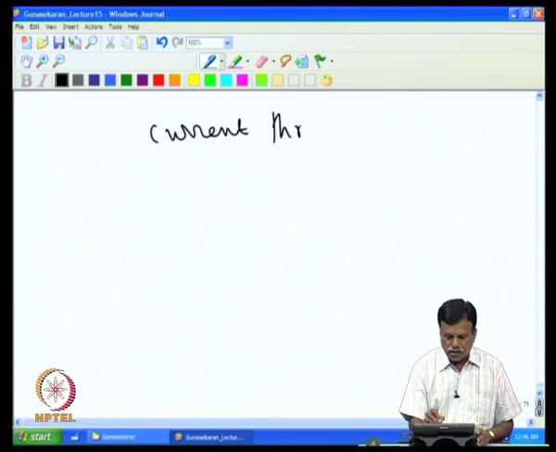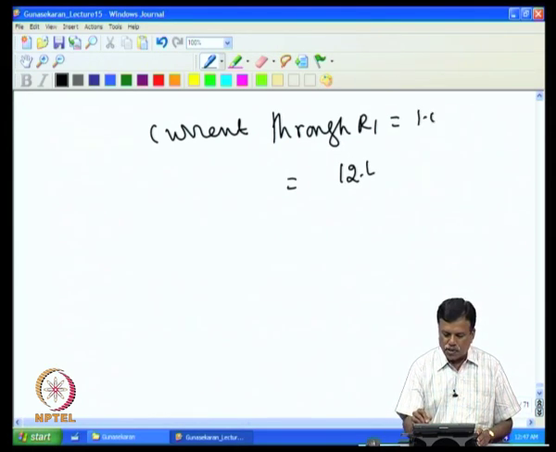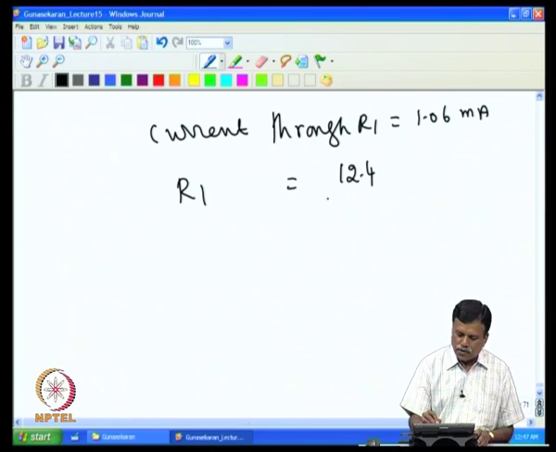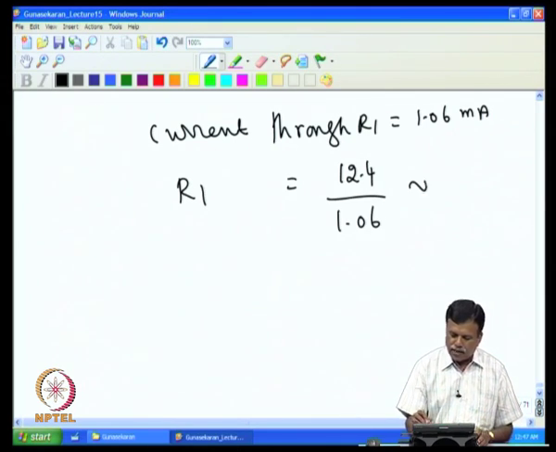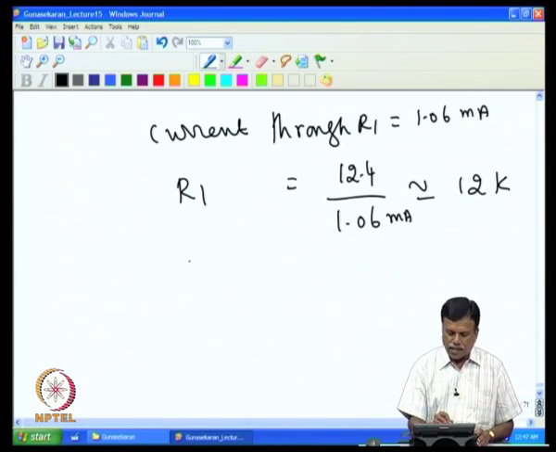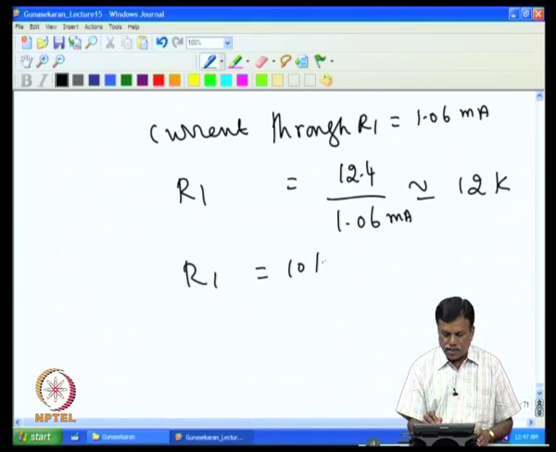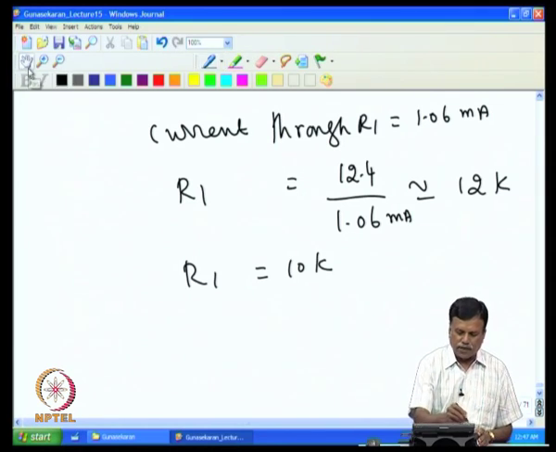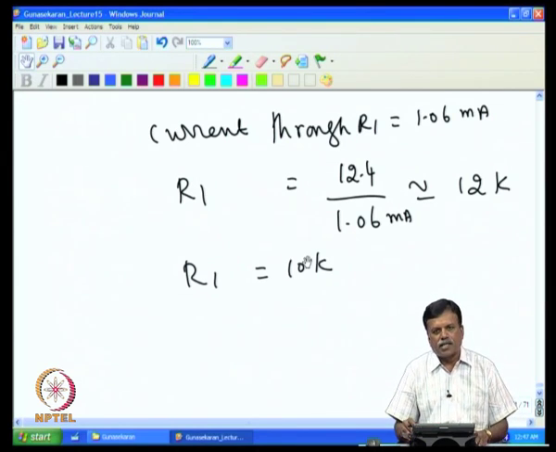The current through R1 comes out to be 12.4, that is 1.06 milliamps. So we can write R1 is equal to 12.4 divided by 1.06, that I can roughly take as 12 K, this is milliamps. So I can take R1 as 10 K, a standard value, because it should be a little lower than 12 K. Only then, even at high temperature, will you be able to supply enough current. So R1 is decided like this.